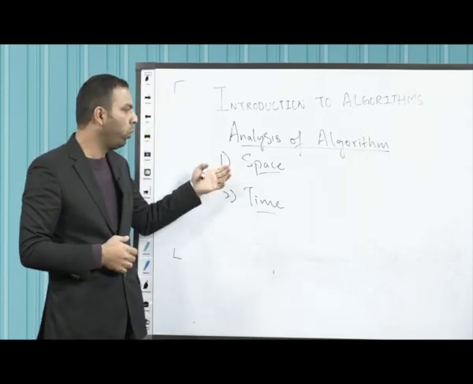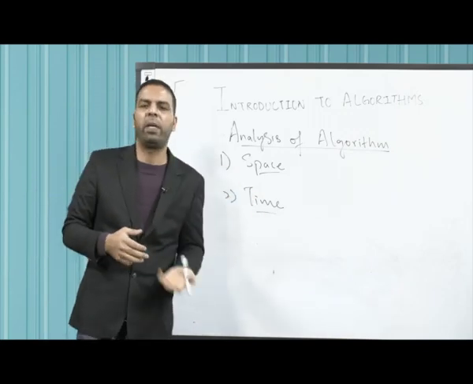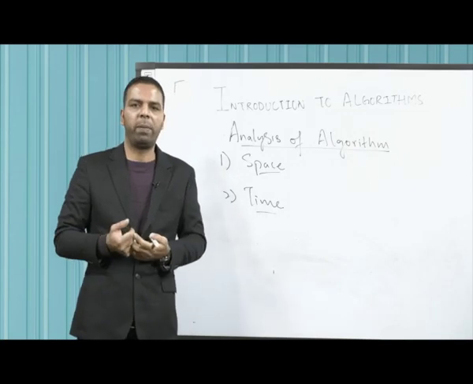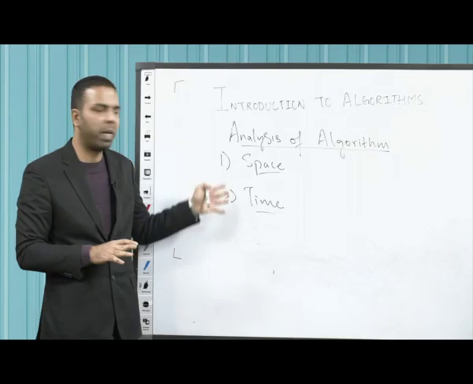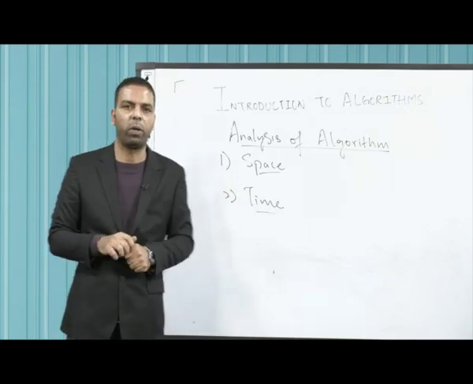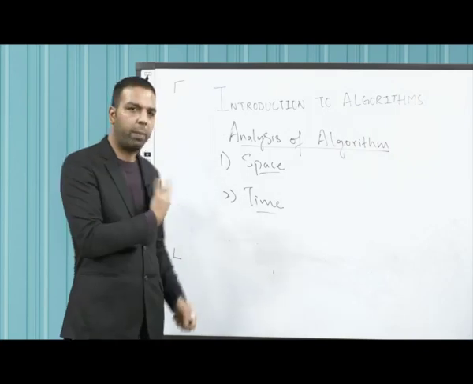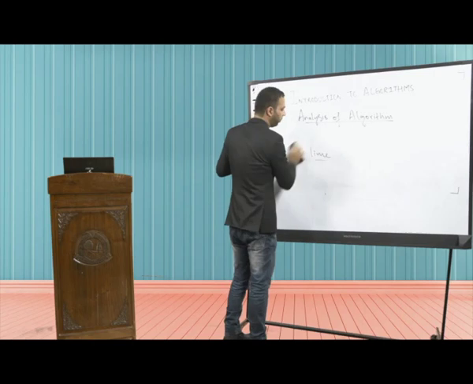There are only two parameters for analysis of algorithms for now, that is space and time. There are other parameters as well, like bandwidth, if it's a web-based application, but we won't go towards that portion. We'll only focus on the space and time of your algorithm. As an example, I'll give you a little example to get an idea of the analysis of algorithms.